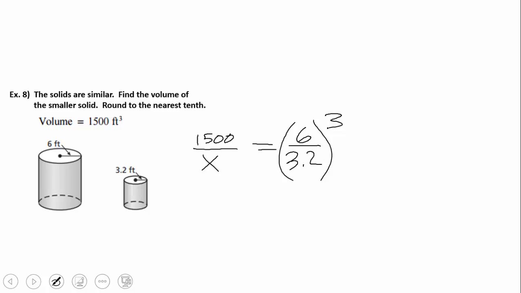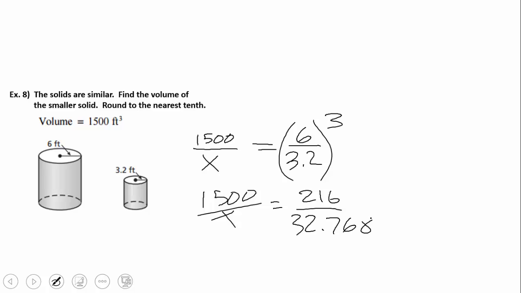And so now we just have to do the math. Once we understand it's volume and that we're cubing it, it's down to doing some basic math. So once again, 1500 to x, and then we have 6 cubed. Now 6 cubed is equivalent to 216, and 3.2 cubed is equivalent to 32.768. All right? And now we do our cross products. We're going to get 216x. And when we go the other way, 1500 times 32.768 just happens to be 49,152.